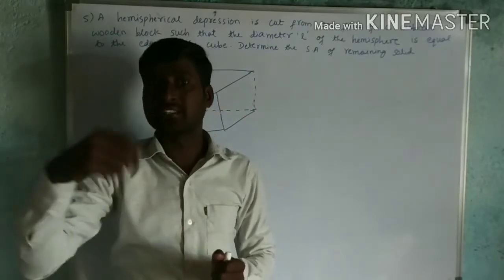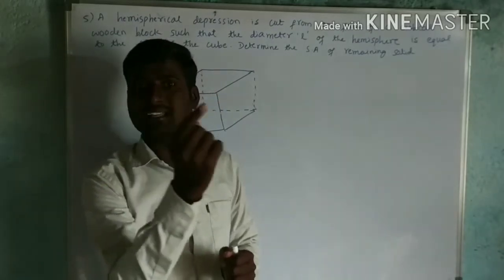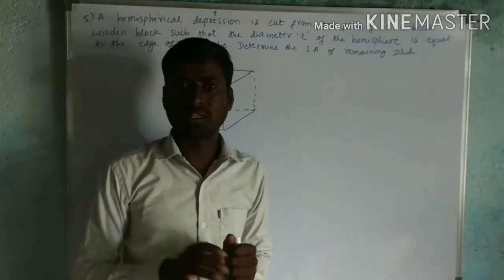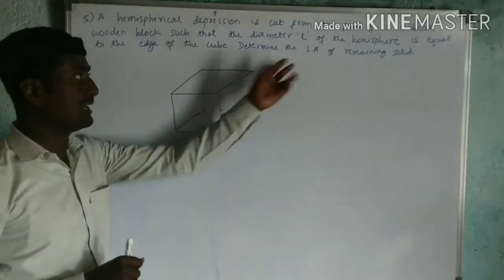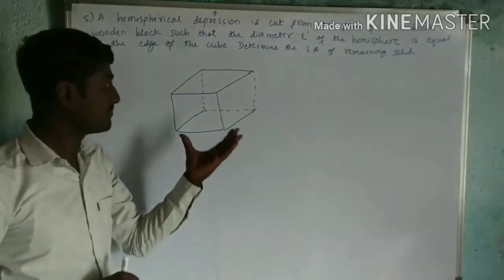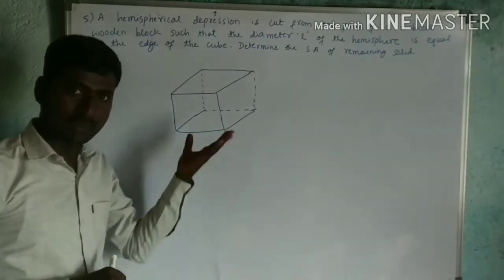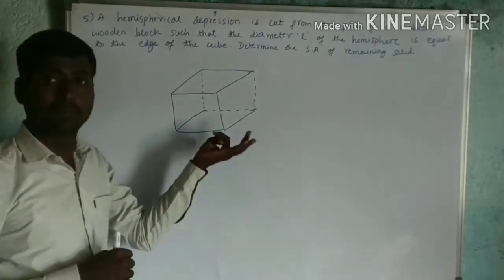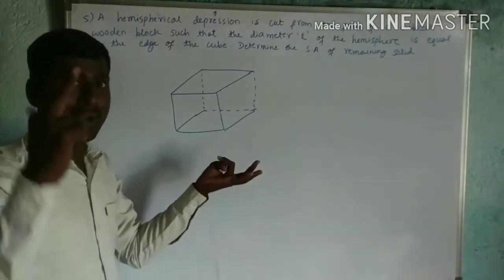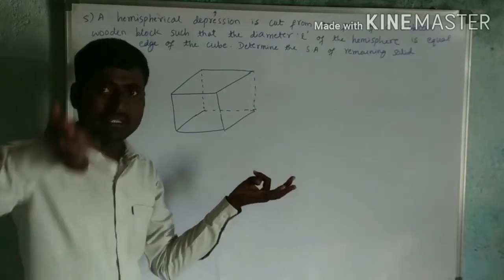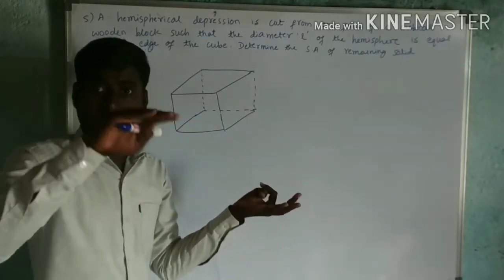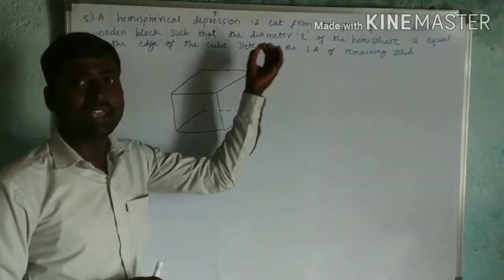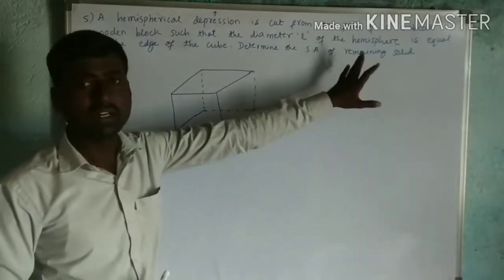And some area is removed. What is that? That is the circular base of the hemisphere that is cut and removed. So the surface area of the solid you are going to find, what will that be? Surface area of cube plus one extra area will come, that is the curved surface area of the hemisphere, minus, this is very important, while forming the hemisphere, the circular base will get removed. So minus the surface area of the circular base of the hemisphere. That is the surface area of the remaining solid.